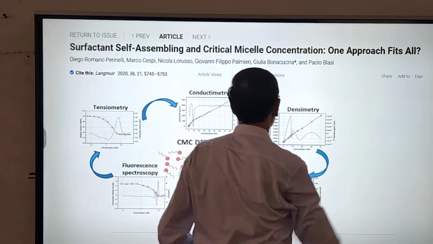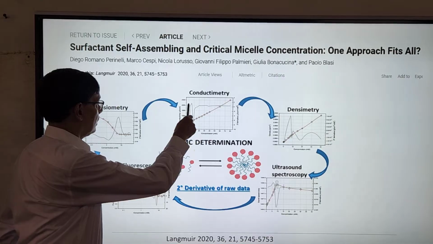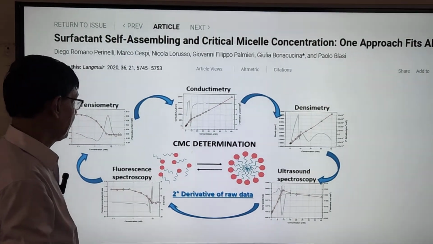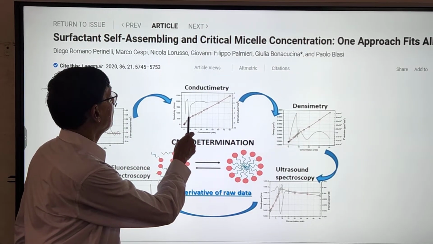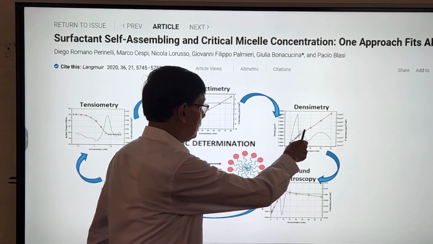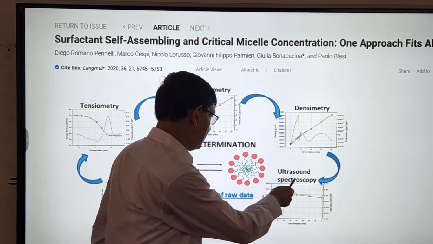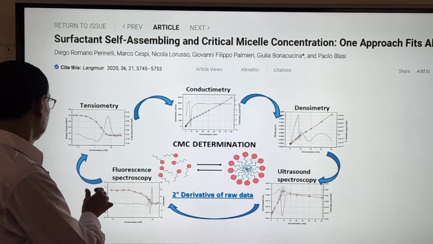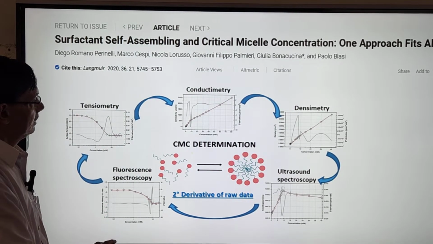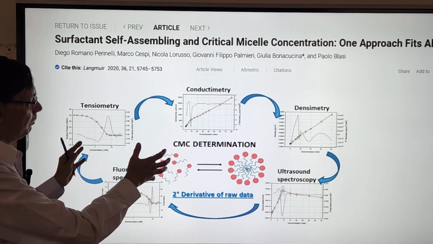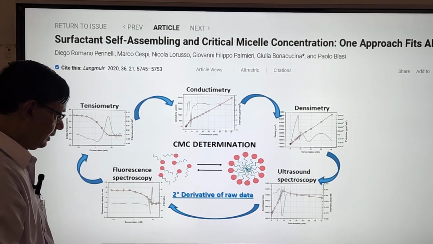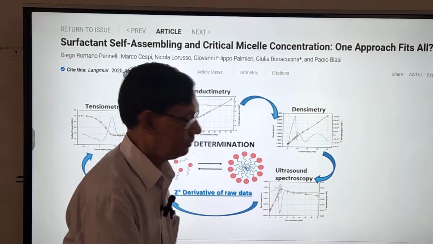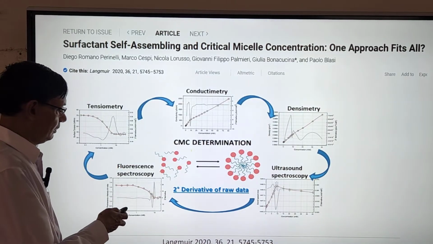Now see, this is the conductometric method. They have used some mathematics, first derivative, second derivative type of things. So you see here, this is the break point. Densitometry is different. Ultrasound spectroscopy is different. And in fluorescence spectroscopy, we generally measure the fluorescence intensity. So the objective of showing this research paper is that one approach fits all, that means almost all the results will be the same.